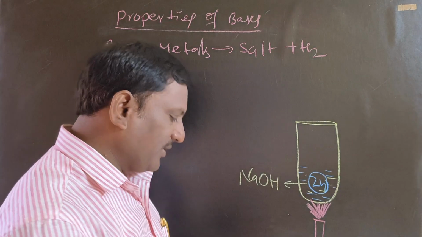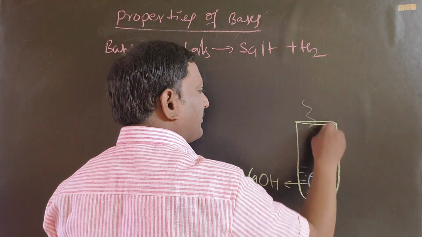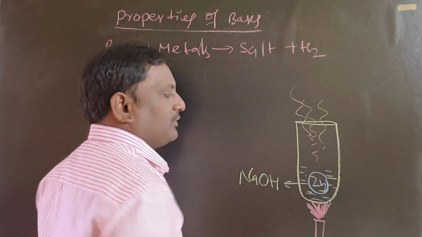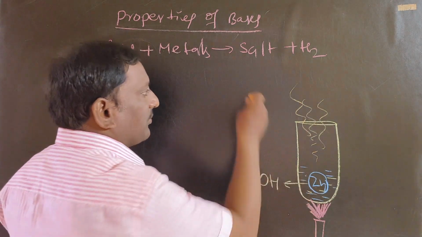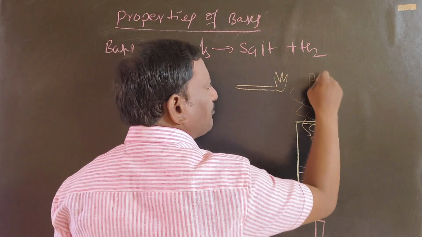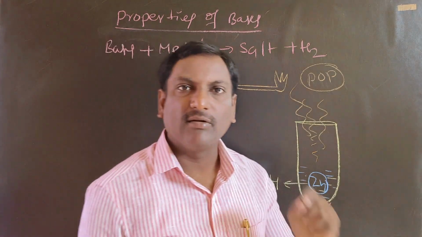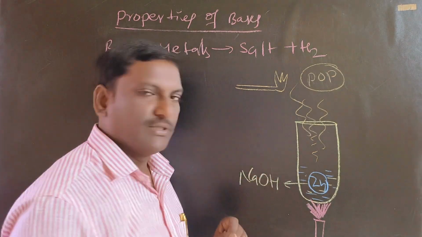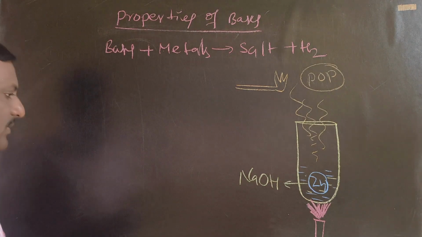On heating, you must have seen the evolution of hydrogen gas taking place. If you want to check the nature of this gas, bring a burning candle or matchstick, and it burns with a pop sound. Burning with a pop sound is a characteristic of hydrogen gas. Now let us write the equation for this.